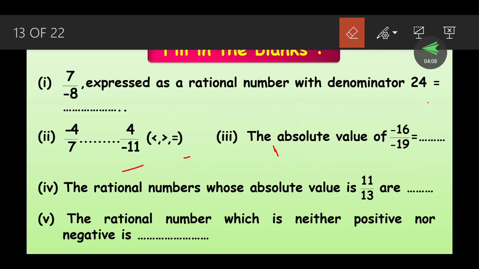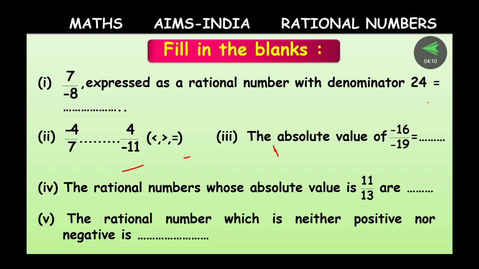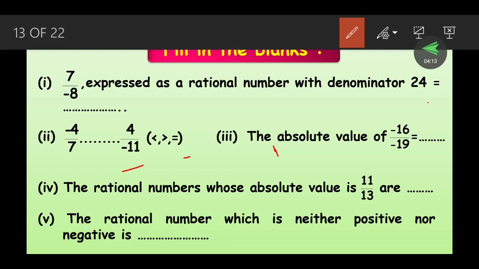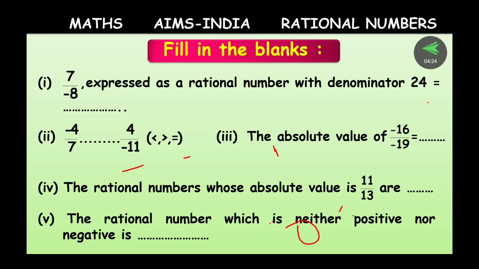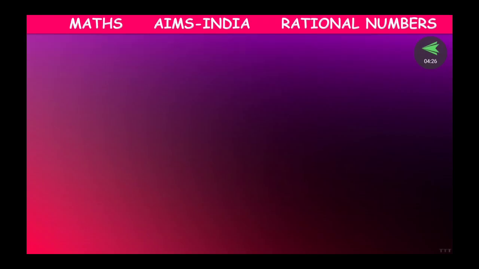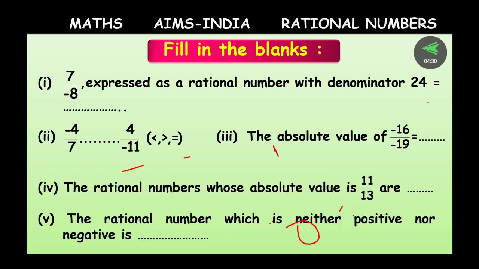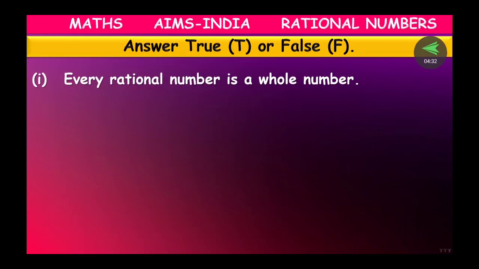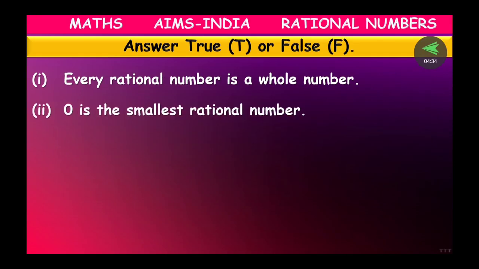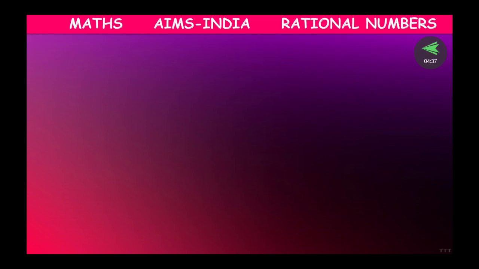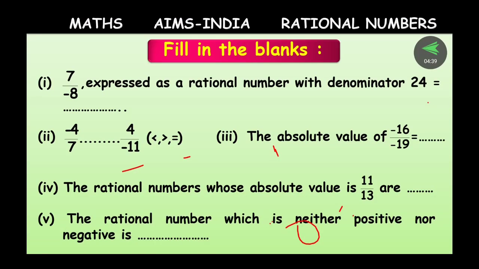Next, last one. The rational number which is neither positive nor negative. So what is the answer? 0. Because 0 is neither positive nor negative. Okay, children? Next, some true or false. Regarding this, we can discuss later.